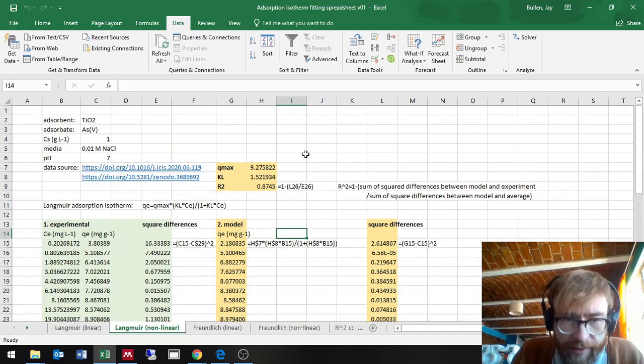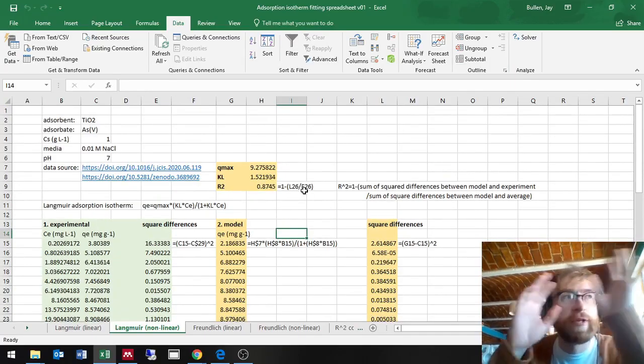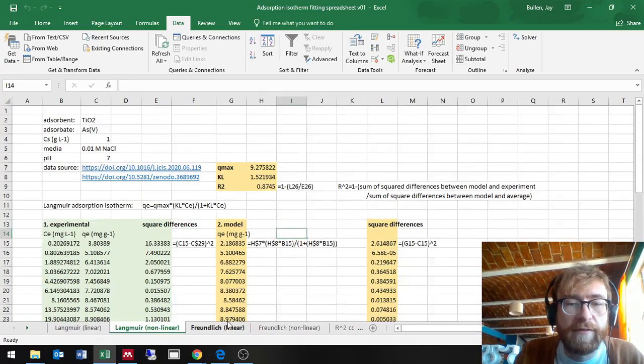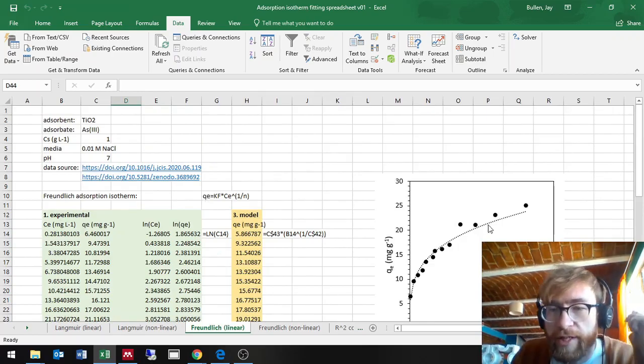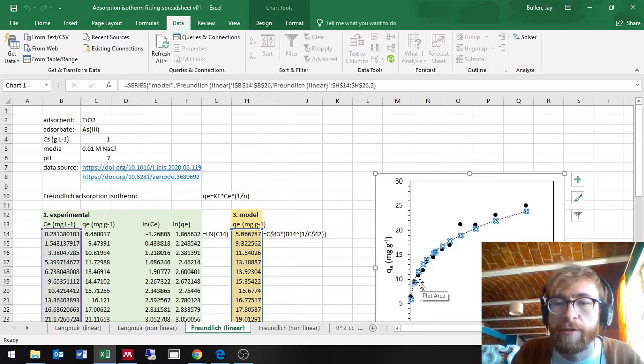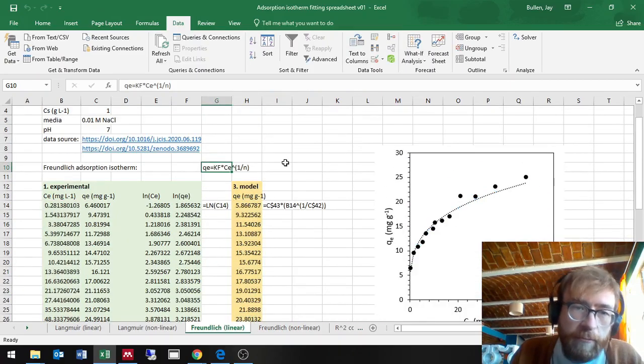Okay, so that's the Langmuir adsorption isotherm. You can look up the theory of that. So that's when you have a limited number of surface sites for adsorption. In contrast, the Freundlich adsorption isotherm doesn't have a limited number of adsorption sites. So adsorption can theoretically increase to infinity. And we've got a different equation.